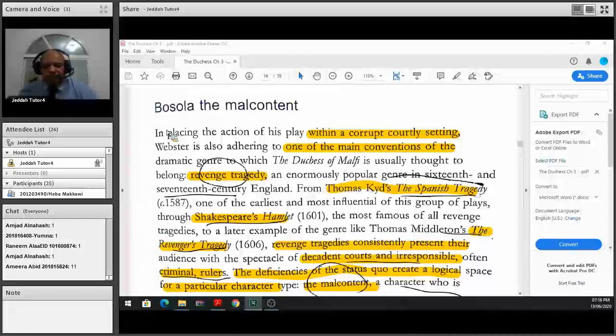So in placing the action of his play within a corrupt courtly setting, Webster is also adhering to one of the main conventions of the dramatic genre to which The Duchess of Malfi is usually thought to belong. So what is this dramatic genre that we're referring to? We're talking, of course, about the revenge tragedy. The revenge tragedy, like we said, is an enormously popular genre in the 16th and 17th century in England. And we have so many examples.